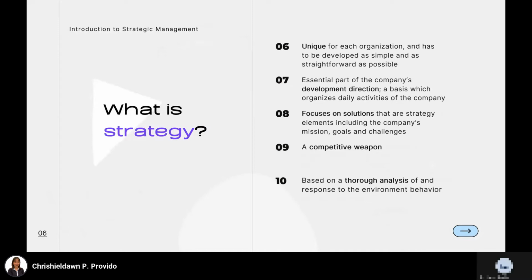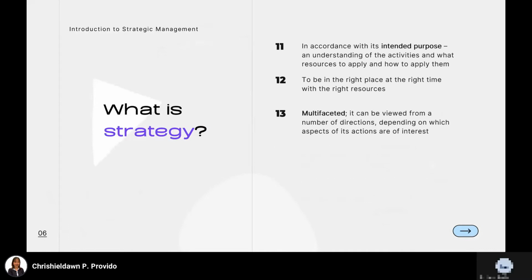Porter explained that the organization's strategy is a competitive weapon. According to Mintzberg, it is based on a thorough analysis of and response to the environment behavior. It is a strategic problem-solving process that adheres to the logic of strategic planning. Other authors, according to Grant, describe strategy in accordance with its intended purpose: to be in the right place at the right time with the right resources to be able to take advantage of the opportunities existing at the time.